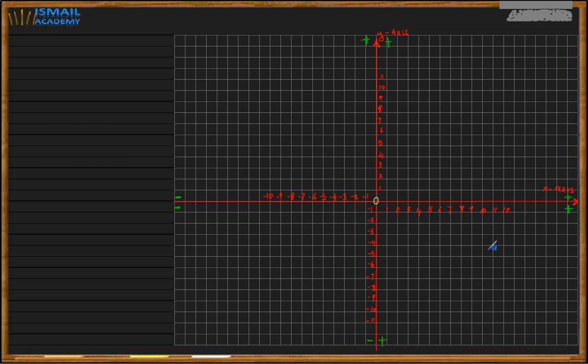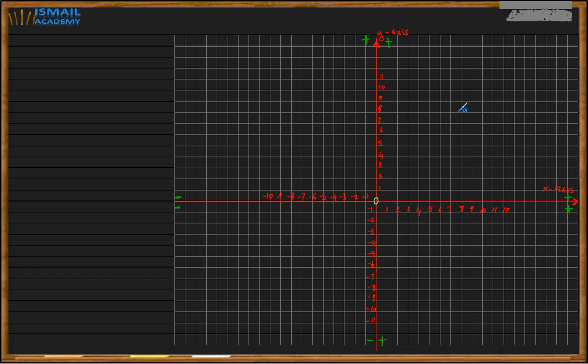It's just a plane with two perpendicular number lines. So they intersect at the point 0. As you see, this is a number line, this is a number line, and they are perpendicular. Their point of intersection is 0.